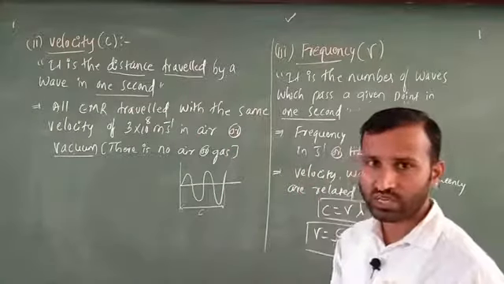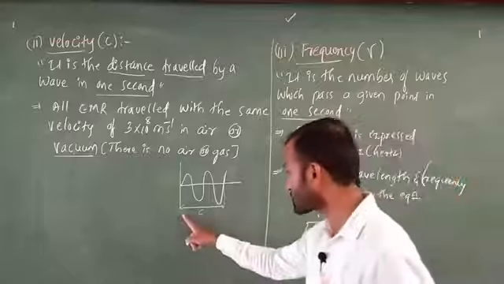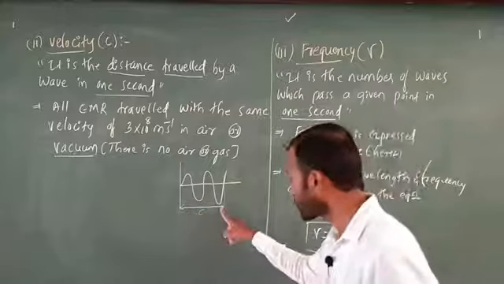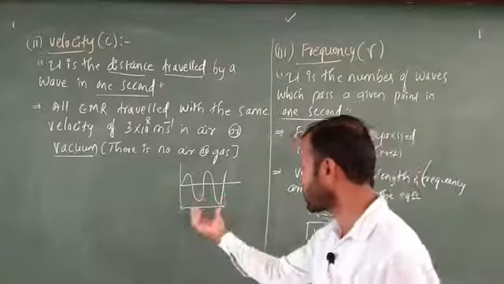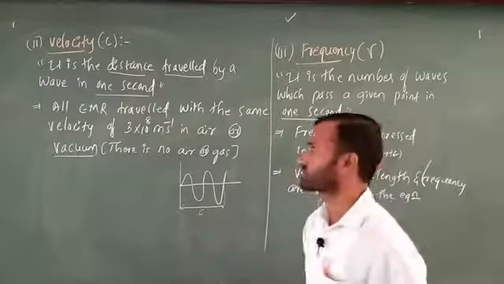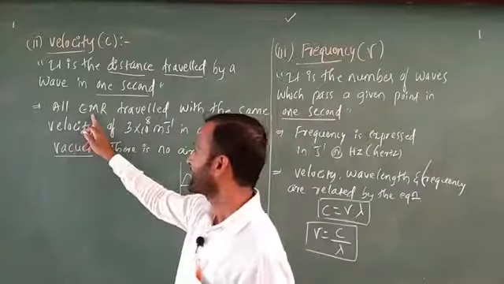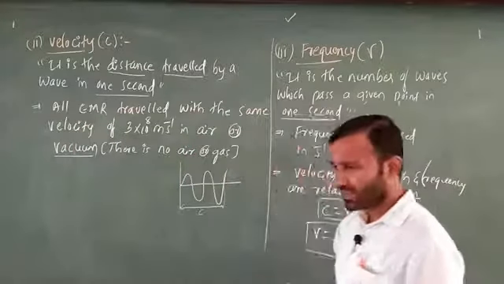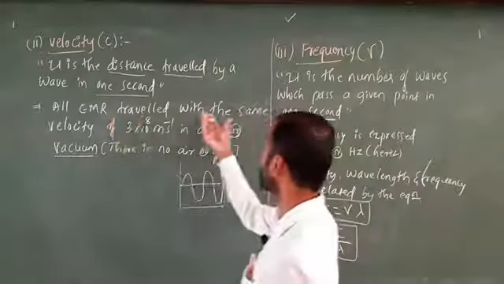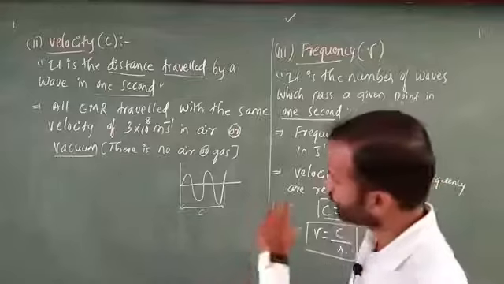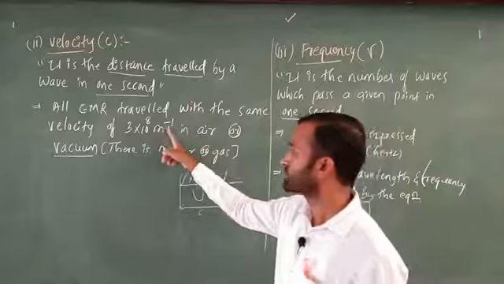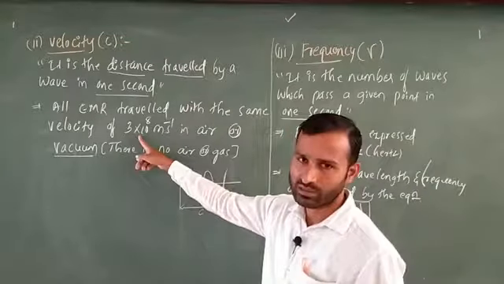Try to understand the definition with the help of the diagram. It is the distance travelled by a wave in 1 second. This is a wave. Up to this point 1 second time is over. This is velocity. The distance travelled by a wave in 1 second is called velocity. Next, all electromagnetic radiation. Electromagnetic radiation means a type of electromagnetic waves. All electromagnetic radiation travels with the same velocity, that is 3 into 10 to the power of 8 meter per second. The velocity is measured in meter per second.